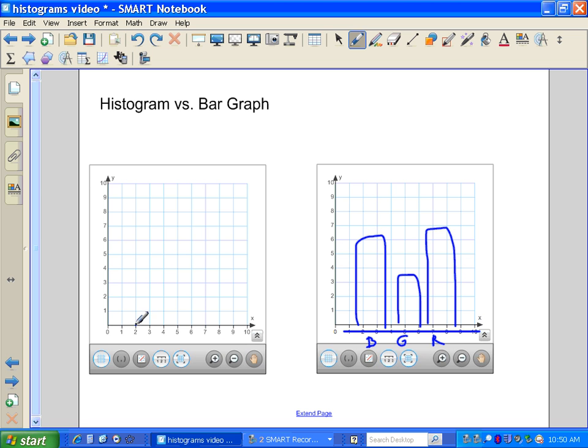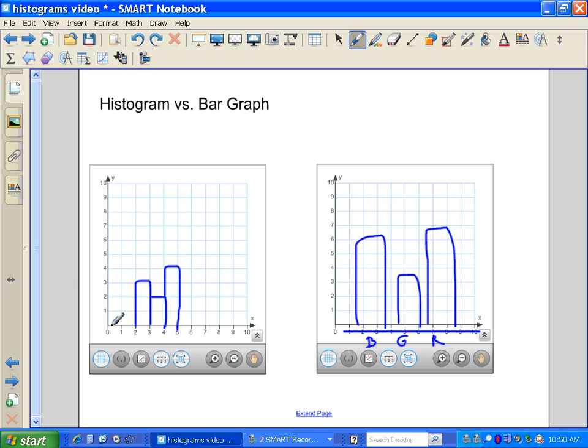So I'm going to have everything from 2 to 3. And if it's a 3, it's going to go in the next category from 3 to 4. And so those bars are touching depending on what my measurement data was, my numeric data was. Okay, so histogram, bars touching. Bar graph, bars are not touching.